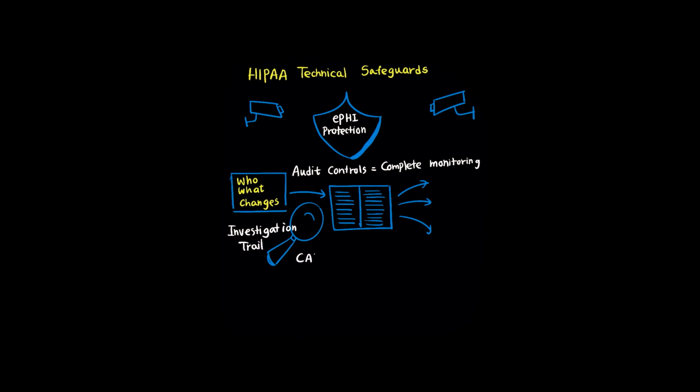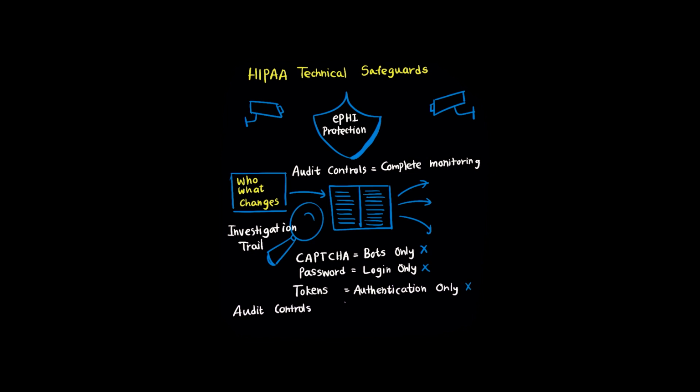Capture only stops automated attacks. Password policies don't track actual usage. Token authentication just verifies identity at login. But audit controls, they monitor everything continuously, catching both external threats and insider misuse.